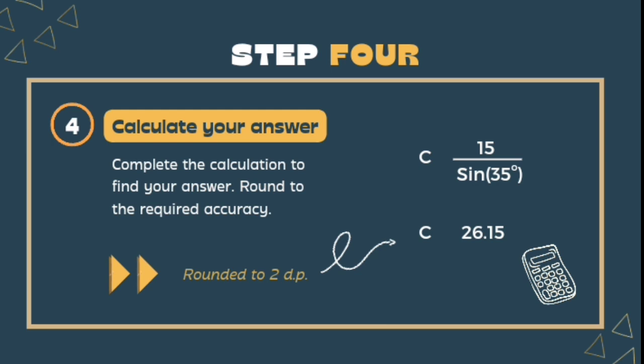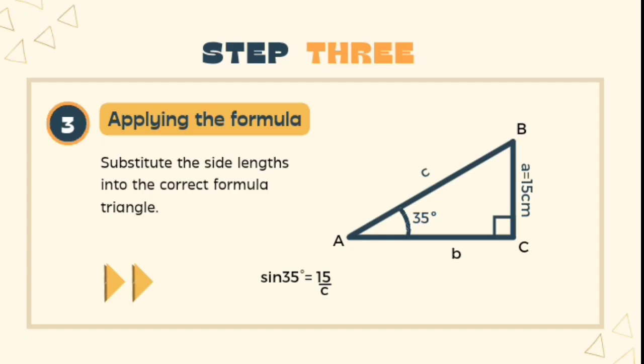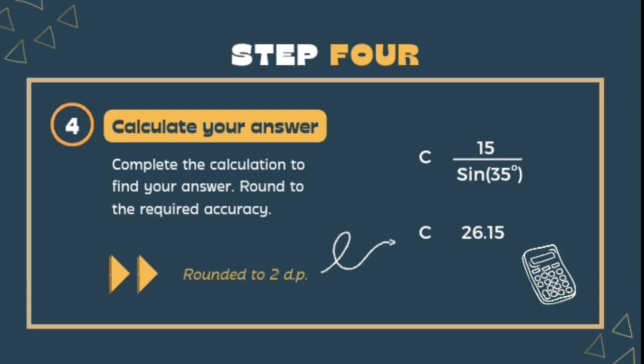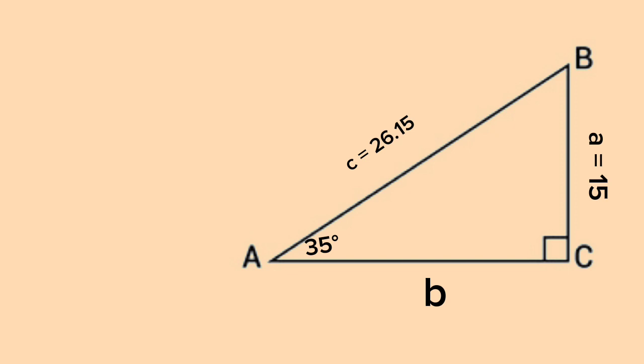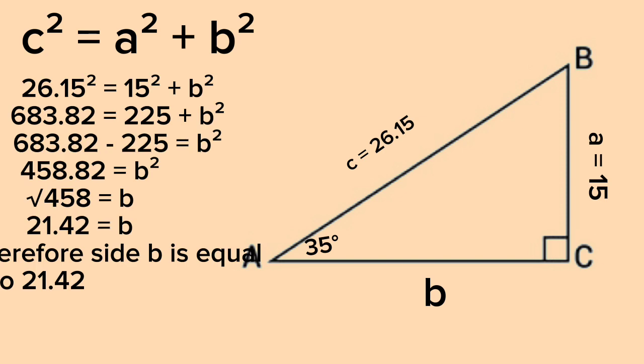And if you're wondering where we get the 15 over sine 35, we get it here. We cross multiply this one. So c equals 15 over sine 35, which is equal to 26.15. Now we have the value of c and a. We can use the Pythagorean theorem in solving the side b.